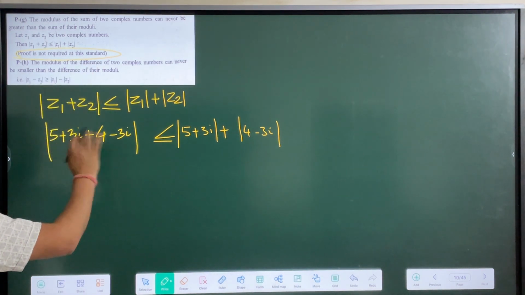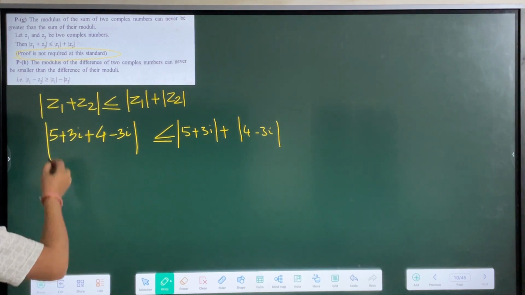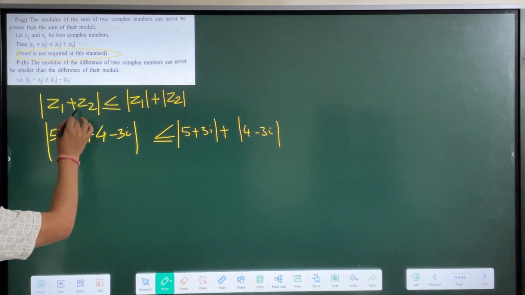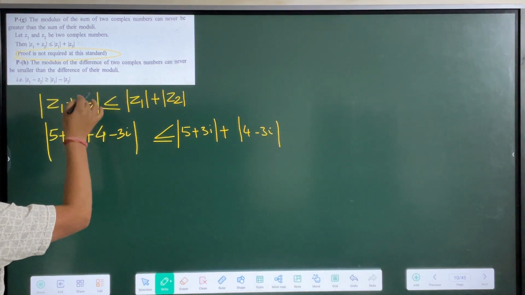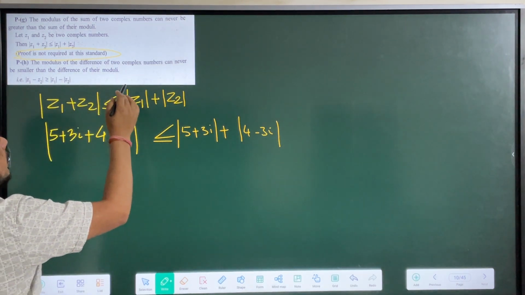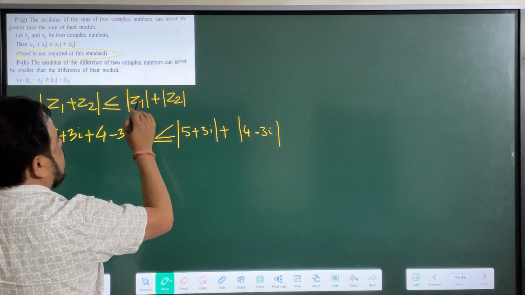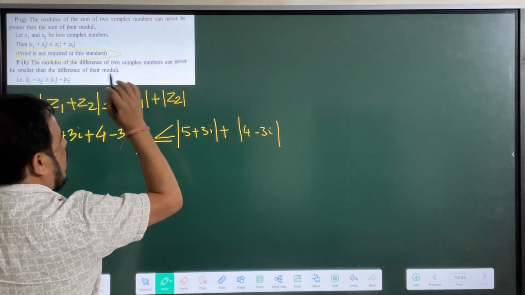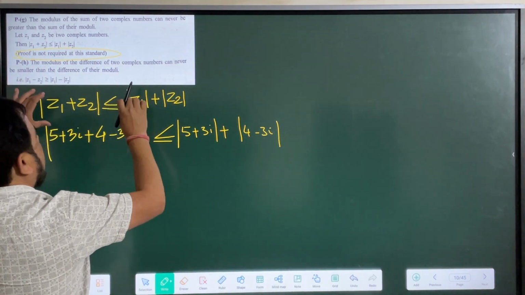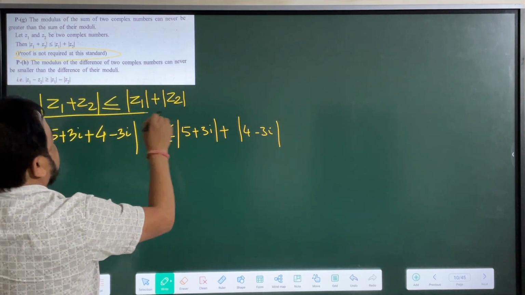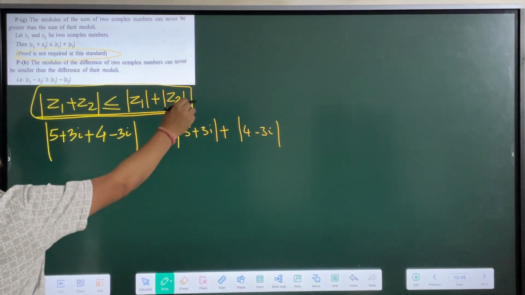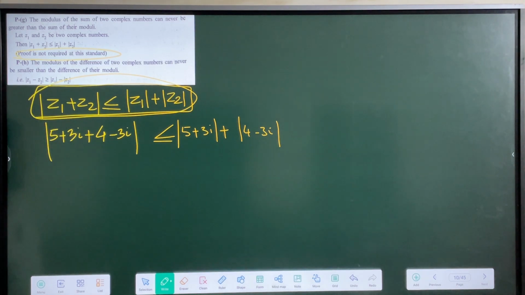So this one, proof is not required, so you don't have to think so much. The modulus of the sum of two complex numbers is always smaller than or equal to the modulus of one complex number plus the modulus of the other. You have to memorize, you have to catch the picture. Please catch the picture. Then only you will understand, then only you can remember.